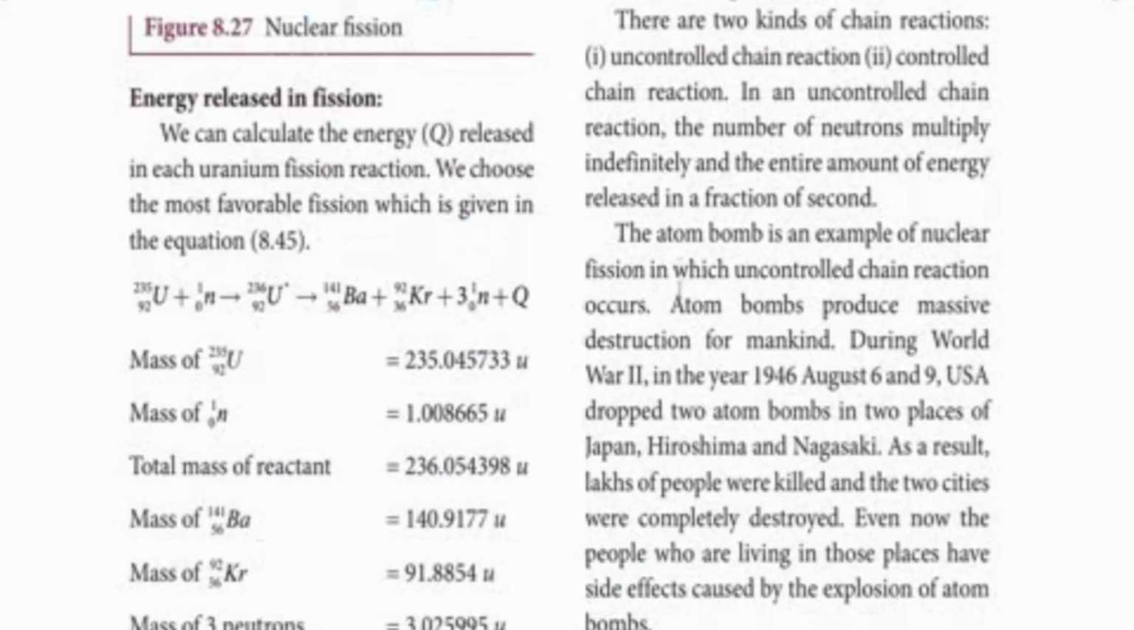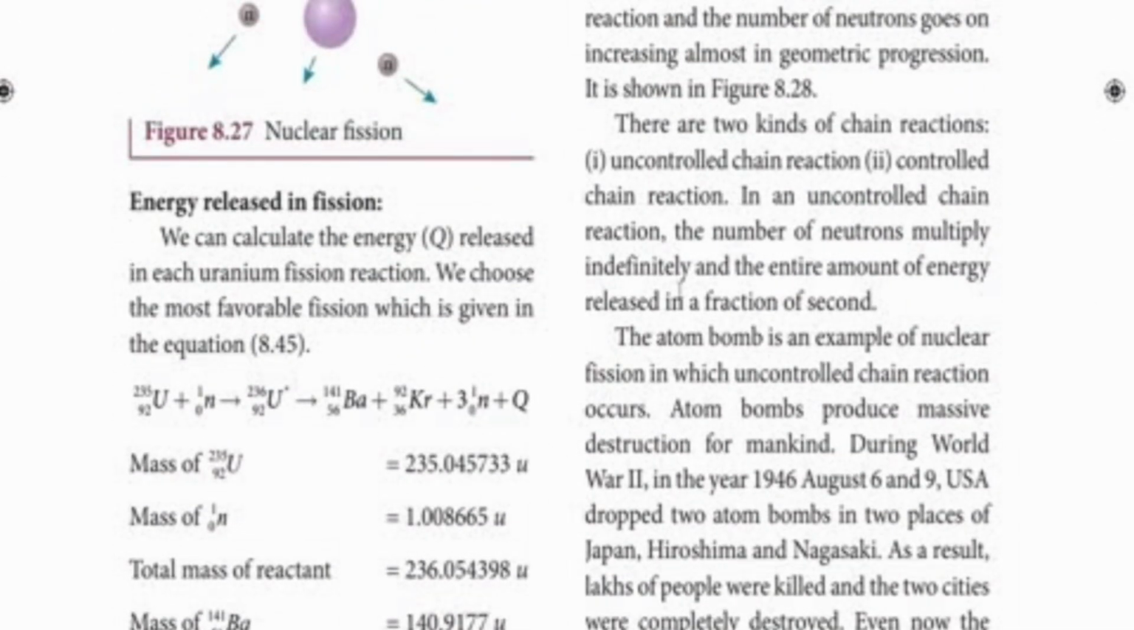Then there are two kinds of chain reactions: the controlled chain reaction and the uncontrolled chain reaction. The controlled chain reaction occurs only in a nuclear reactor. An example of the uncontrolled chain reaction is the atom bomb, where nuclear fission takes place in an uncontrolled manner. It releases a very large amount of energy and produces massive destruction.